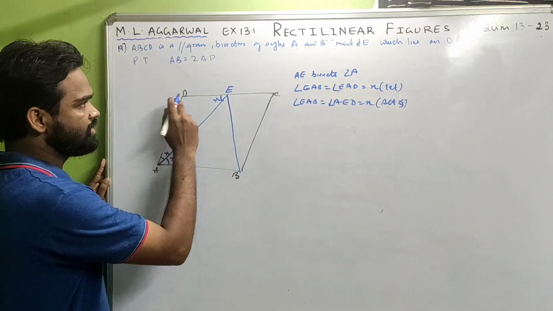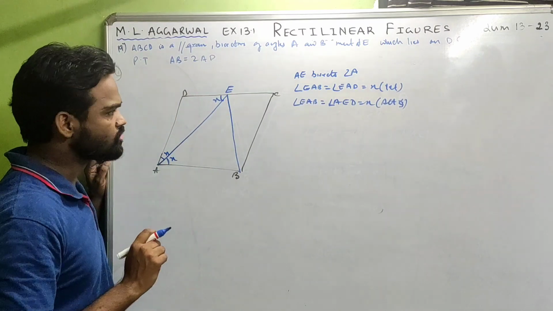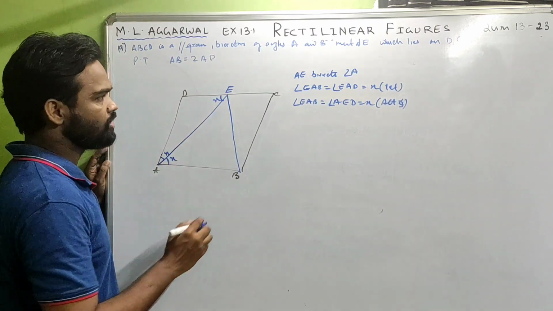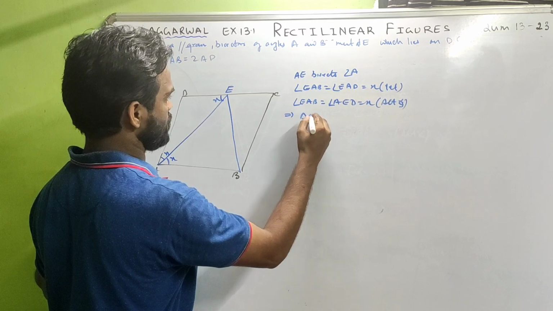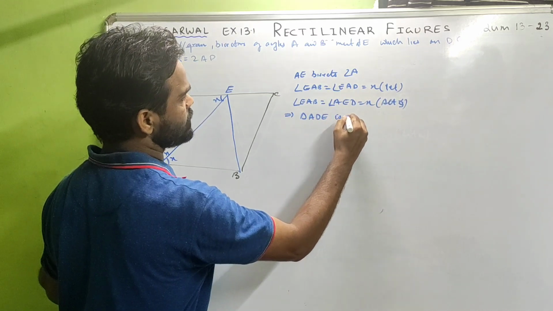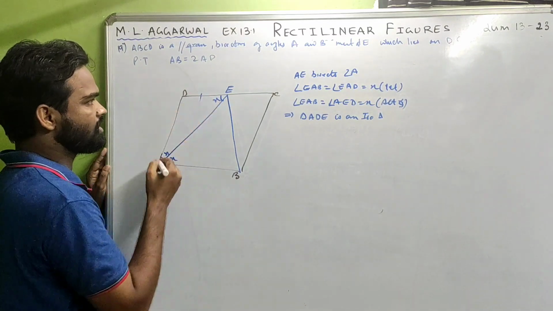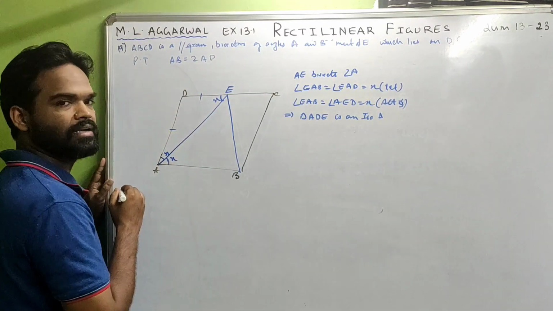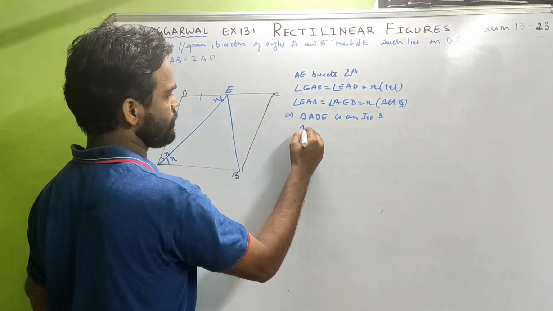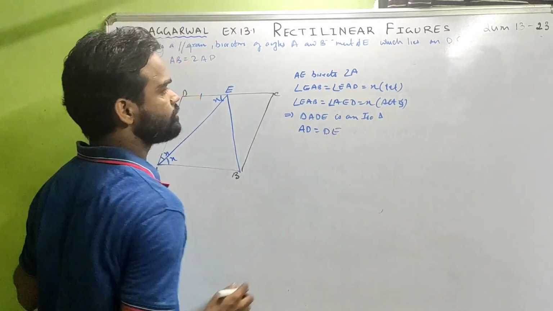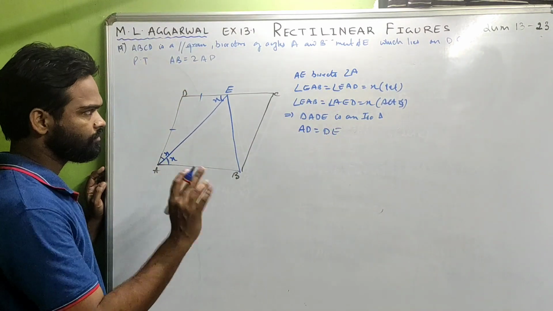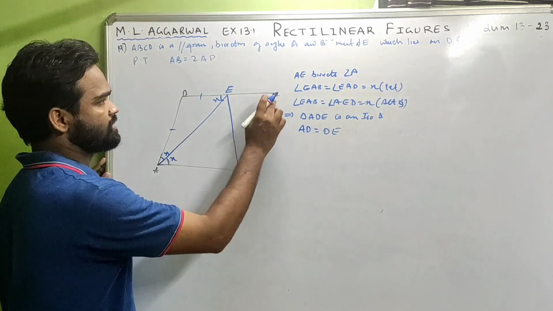So with two angles equal, triangle ADE is an isosceles triangle. Opposite to this angle you have this side, opposite to this angle you have this side, which means AD will be equal to DE. Done.